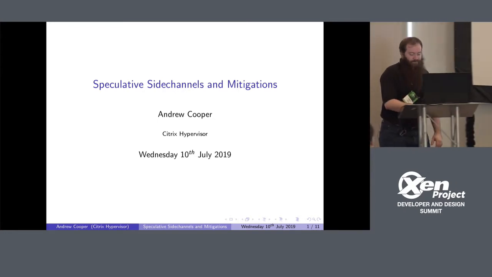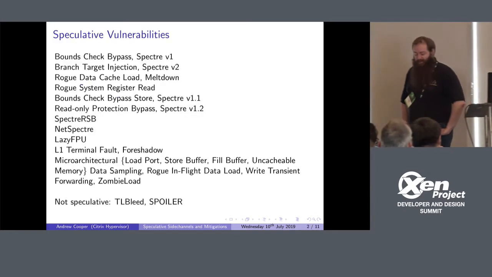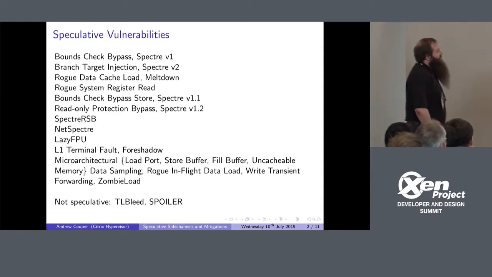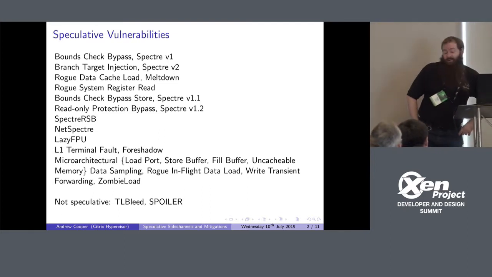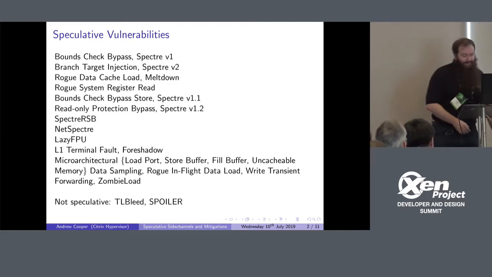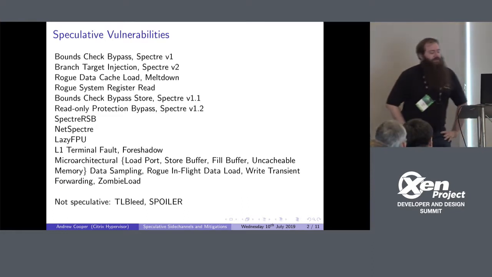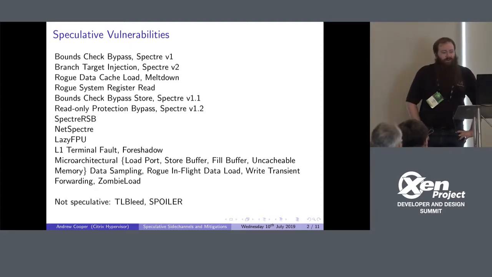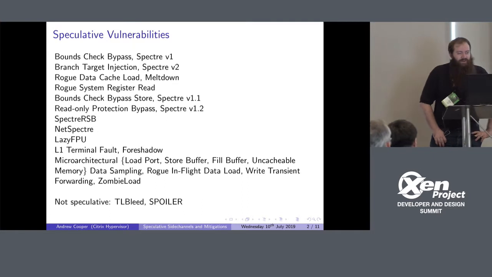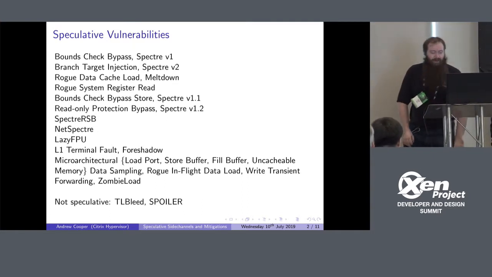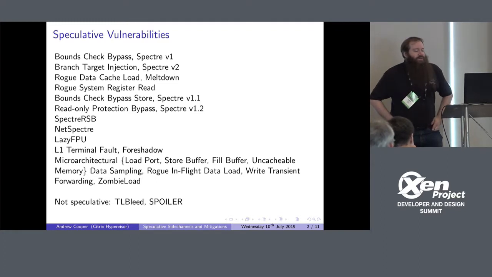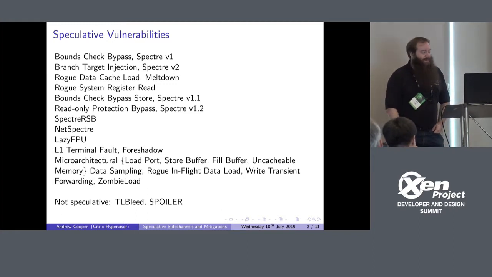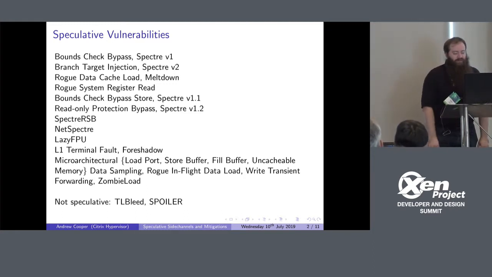We have a bit of a problem with terminology because we get both the technical names given by Intel and various researcher given names. I'm particularly fond of write transient forwarding as a name. It has a wonderful abbreviation. Two of the issues, however, that are commonly referred to as speculative issues, TLBleed and SPOILER, are not. TLBleed simply came out at around about the same time as everything else was. SPOILER is interesting. It's a regular timing attack against a bit of the pipeline that is involved in speculation. So it was reported as a speculative attack, but it really isn't.